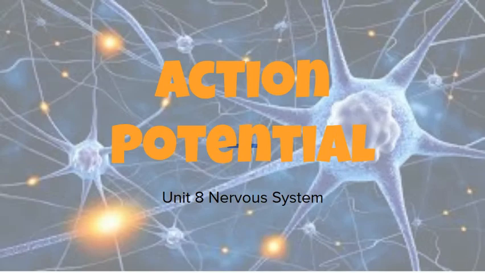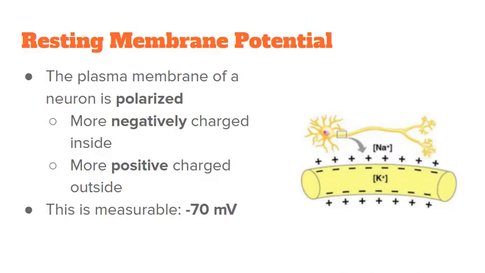Hi, class. Today we are going to talk about action potentials. So, you know that the nervous system sends and receives electrical signals through the form of impulses. So, we're going to see how that process starts with what is called an action potential.